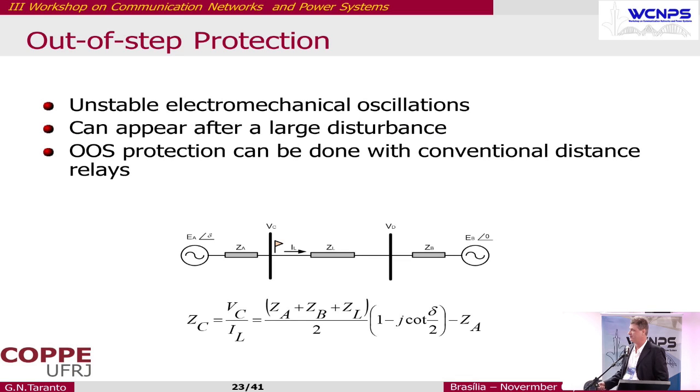But out-of-step protection: when you have unstable oscillations, you have to split this. You have the old out-of-step protection done with conventional distance relays. Okay, this is the impedance chart. You have a line here being protected. You have the blinders. When you have a stable swing, the trajectory goes like this. When you have an unstable swing, the trajectory goes like that. In this case, you have to block the protection. In this case, you have to trip.